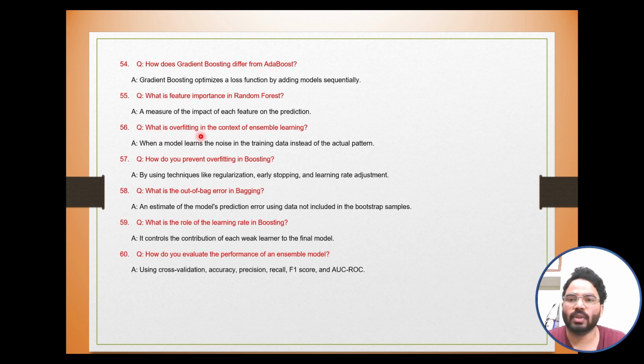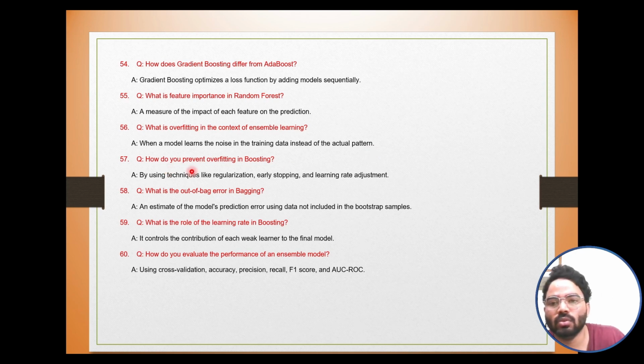Next question is, what is overfitting in the context of ensemble learning? Even in ensemble learning, you do not want the model to overfit. When a model learns the noise in the training data instead of the actual pattern, then you can say your model is overfit. Like if you get 99% accuracy, it means your model is learning from the noise also.